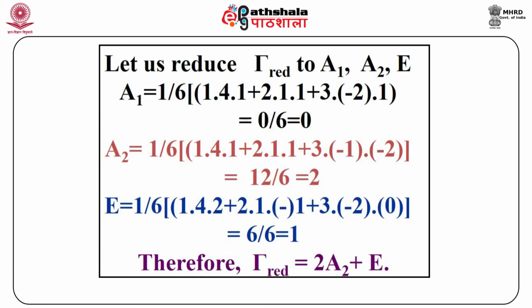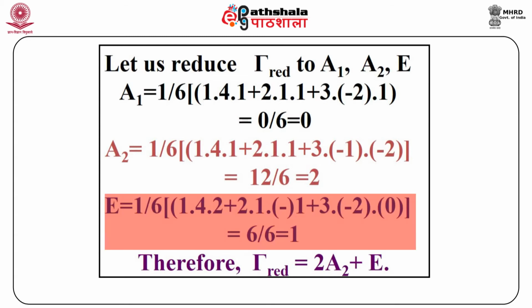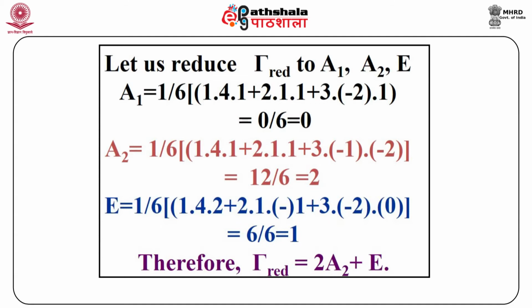Let us now find out how many times E is there. E is equal to 1 by 6 within bracket (1 into 4 into 2 plus 2 into 1 into minus 1, plus 3 into minus 2 into 0), that is 6 by 6, which is 1. Therefore, E repeats only one time. That is, if we take the total irreducible representation into the reducible representation, we have tau reducible as 2A2 plus E.